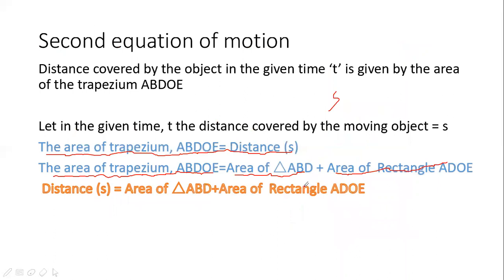Let in the given time, the area of the trapezium be the distance. For example, this is the distance. The area of the trapezium is the distance, so in place of this, you will write distance. The area of the triangle and the area of the rectangle, you will calculate these and you will get the second equation of motion. So the distance traveled is equal to the area covered by the triangle plus the area covered by the rectangle.